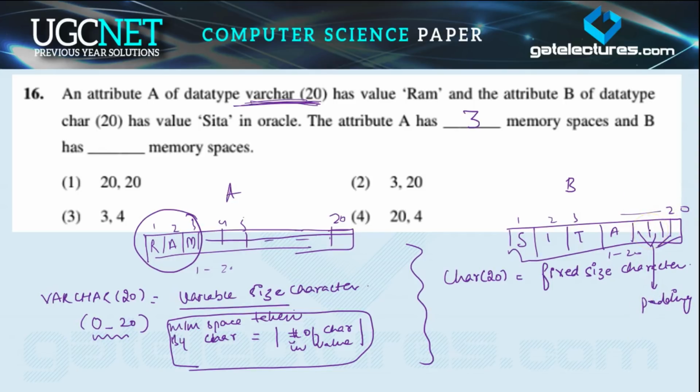And if your value is greater than 20, or you can say greater than the range already specified, then in that case you are going to skip the rest of the characters. So this is the case. So how much memory is going to be taken? Complete 20, right? 4 is already taken by your value, and the rest, 16, is going to be padded. So 16 blocks are already padded, and 4 is already taken by the value. So 20 is the memory space taken by the B attribute. So 3 and 20 is the right answer.